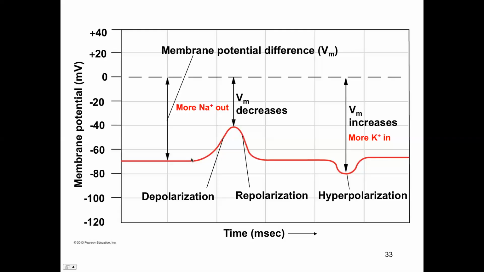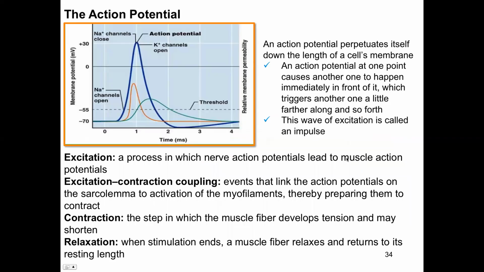So think about that. Remember, you have more sodium outside and more potassium inside. We've got a negative charge, typically about negative 90 millivolts across the membrane. If sodium comes in, this is going to depolarize. And if potassium goes out, it's going to repolarize or even hyperpolarize. All right. So when we're talking about an action potential in a muscle, we say that the resting potential is about negative 70 or maybe even negative 90 millivolts.